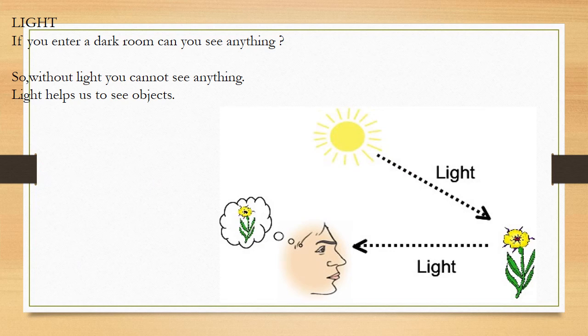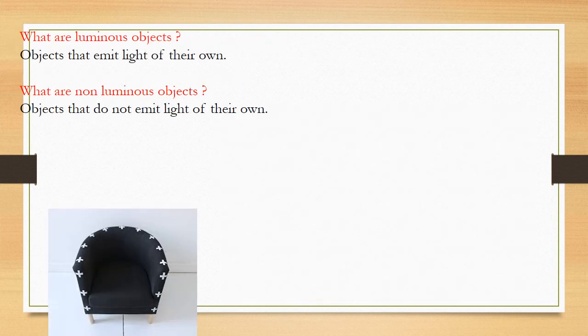So, what is this light? If you enter a dark room, can you see anything? So, without light, you cannot see anything. Light helps us to see objects. So now, as you can see on the screen, what are luminous objects and what are non-luminous objects? So what are these luminous objects?